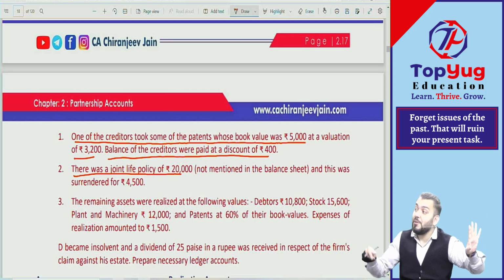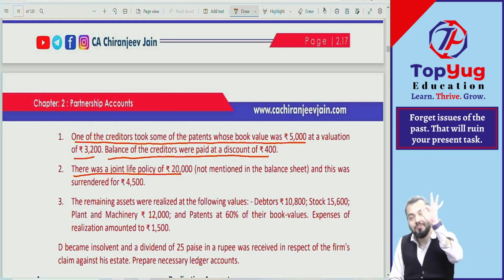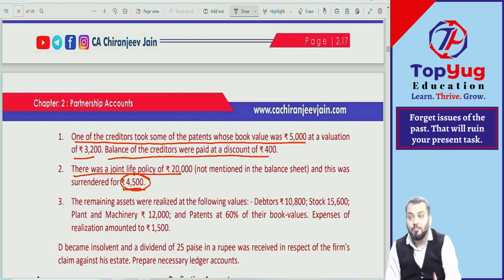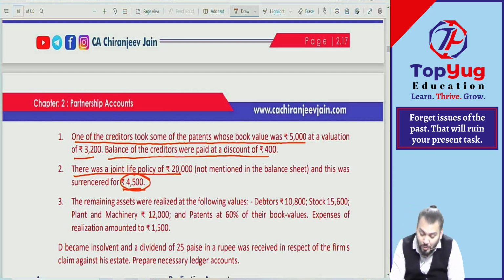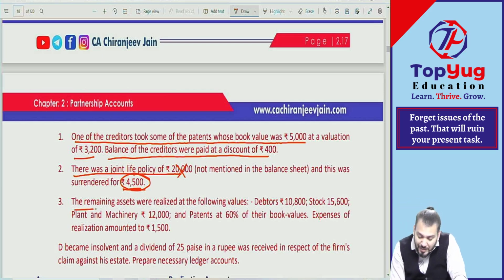But sometimes JLP will not appear in the balance sheet, but then also it has some surrender value. It can be realized. Book value is 0, but realizable value is 4,500. Understood? It was realized at 4,500, but book value is nil. This is not book value, so don't write JLP 20,000. Book value is 0. Correct? The remaining assets we realize.